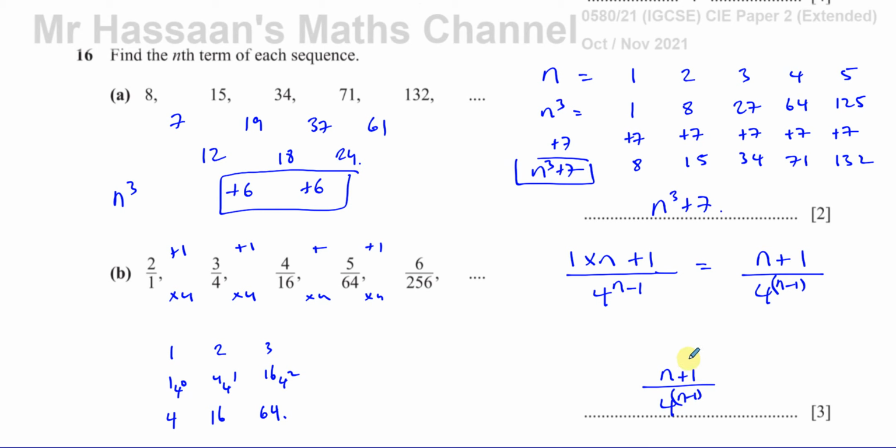So that's how we can work out the nth term of this sequence. So n plus 1 over 4 to the power of n minus 1. That will give us this sequence here. When n is equal to 1, you're going to get 4 to the power of 0, which is 1, which is what we want. When n is equal to 2, you're going to have 4 to the power of 1, which is 4. When n equals 3, you have 4 squared, which is 16, and so on and so forth. So there is the nth term of this sequence.